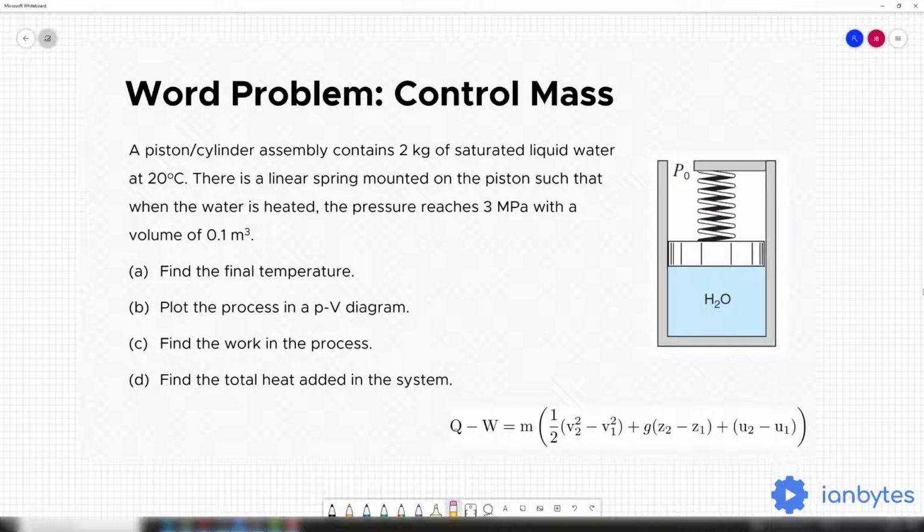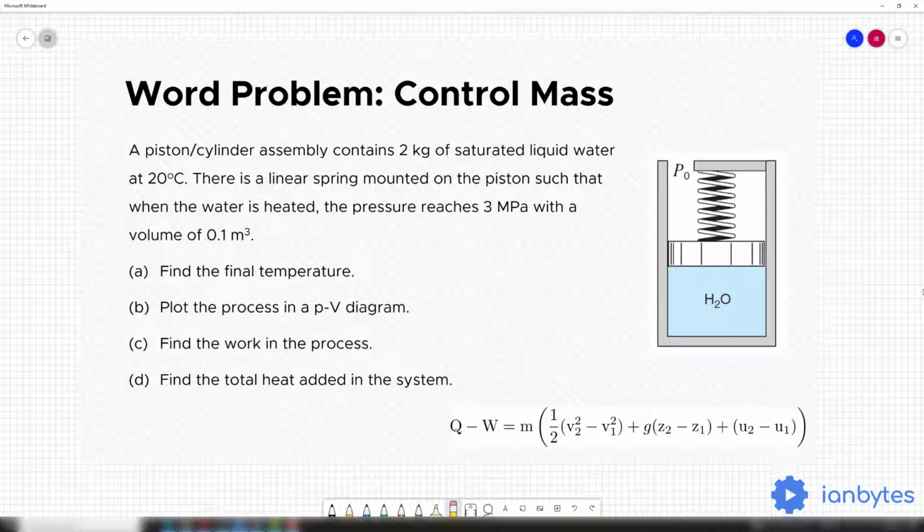A piston-cylinder assembly contains 2 kilograms of saturated liquid water at 20 degrees Celsius. There is a linear spring mounted on the piston such that when the water is heated, the pressure reaches 3 megapascals with a volume of 0.1 cubic meters.